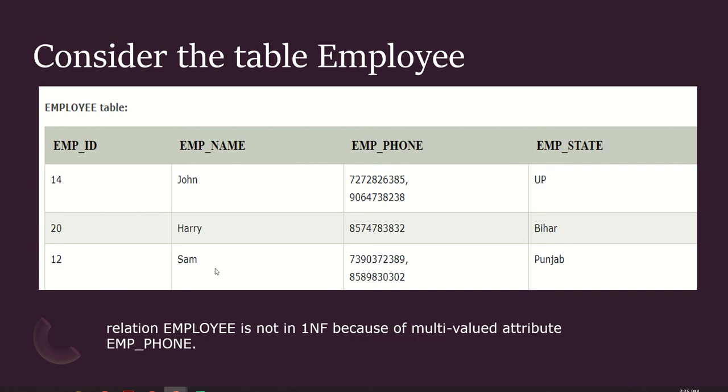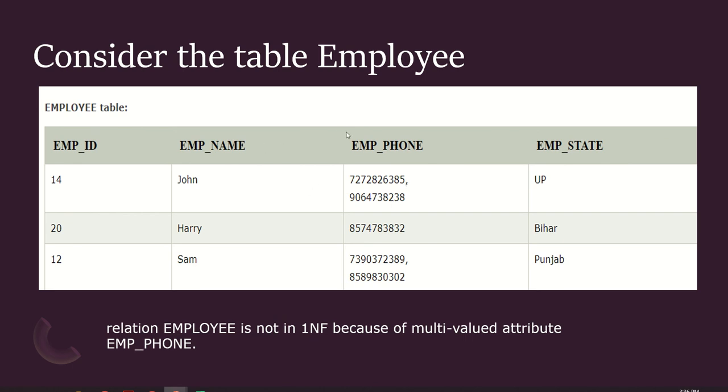The third person is Sam with employee ID 12. He also has 2 phone numbers. He is from Punjab. So in order to make this table into first normal form, each column, each attribute must be single valued. That is, only one value should be there. In the first and third rows, 2 phone numbers are there for the corresponding employee, so this is not an atomic value. Atomic value means only one value per row.